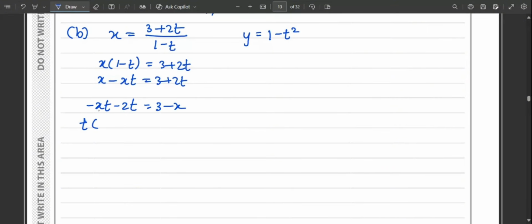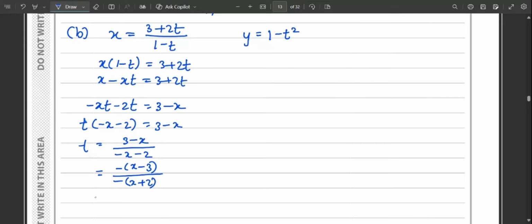Taking t, we can see that t is common in both the terms. We can take t common. This will give us t times (minus x minus 2) equals 3 minus x. We get t is equal to (3 minus x) divided by (minus x minus 2). I can take minus 1 common from the numerator, this will give me x minus 3, and minus 1 common from the denominator, this will give me x plus 2. Ultimately, after simplifying, we get t is equal to (x minus 3) divided by (x plus 2).